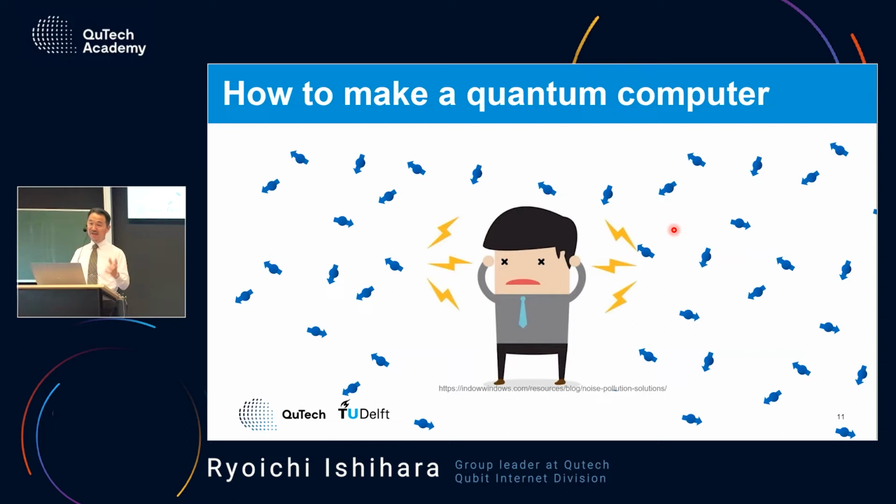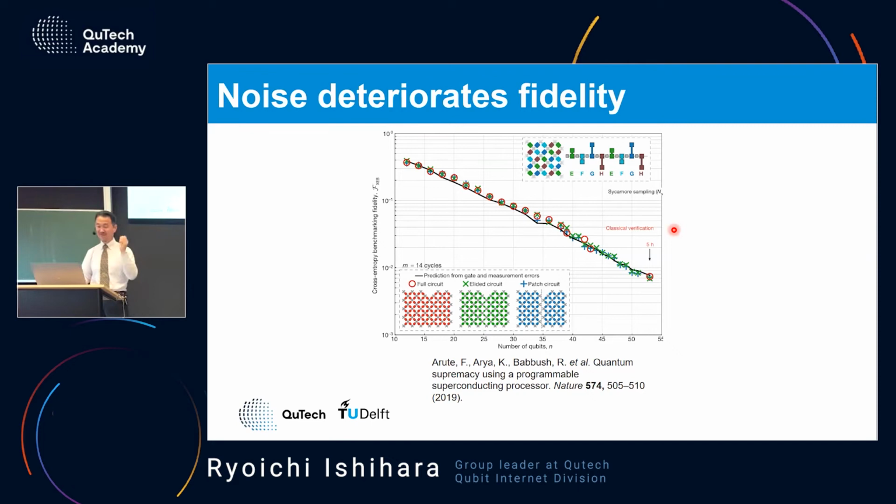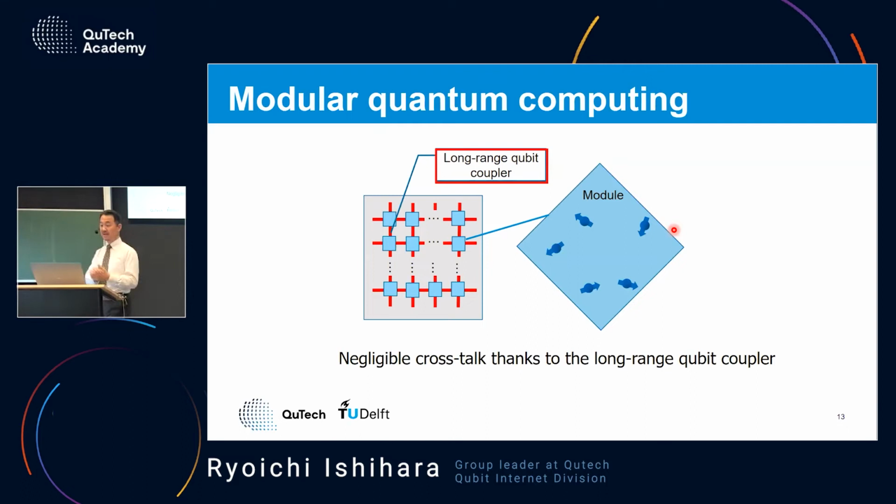And this phenomenon has been observed in many systems. This is one example from a famous Google paper on superconducting qubits. As you involve more qubits in the calculation, fidelity goes down. So how to mitigate this problem? The answer is easy: separate them. You have modules which contain some number of qubits, then separate them and connect them with long-range coupling. So now you have the best of two worlds: modules increase the number of qubits, and long-range coupling takes care of mitigating noise.